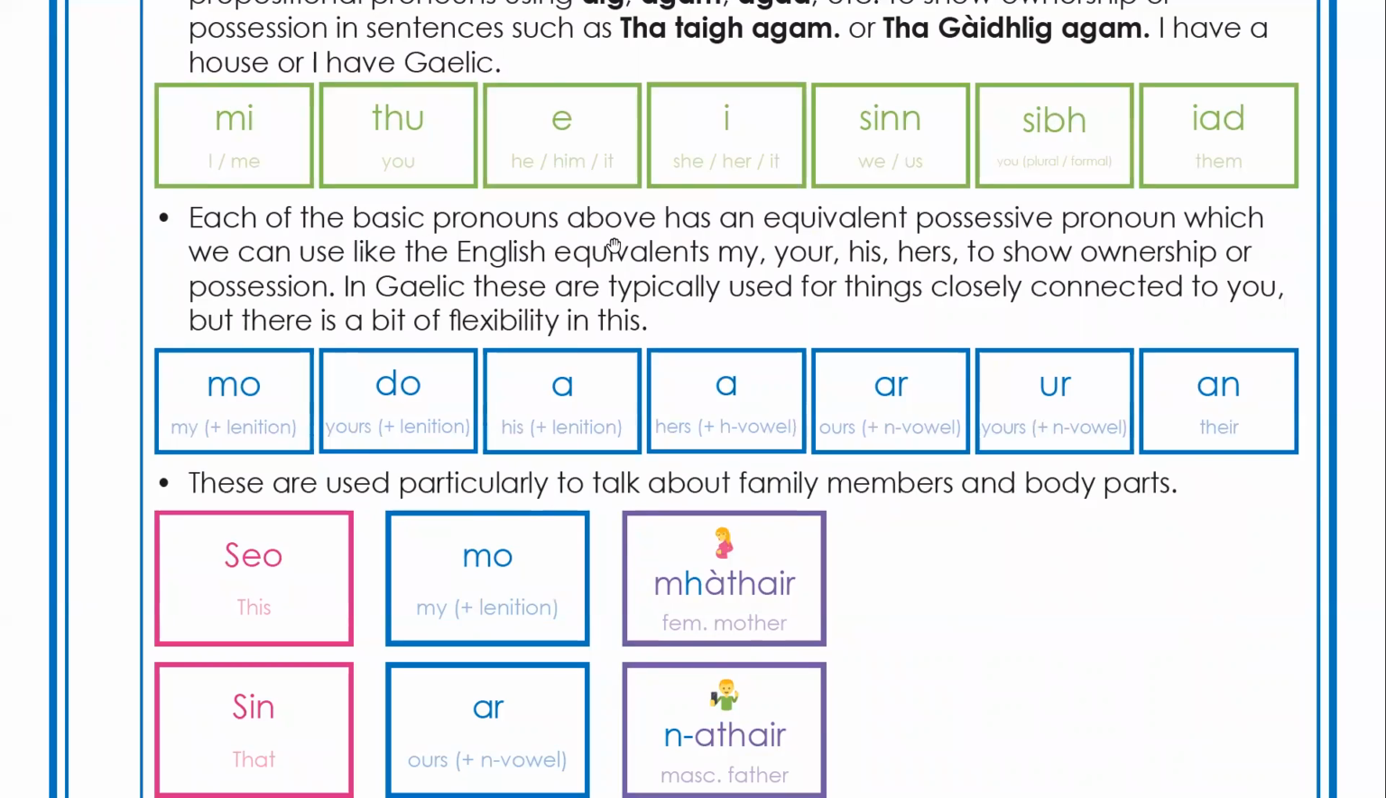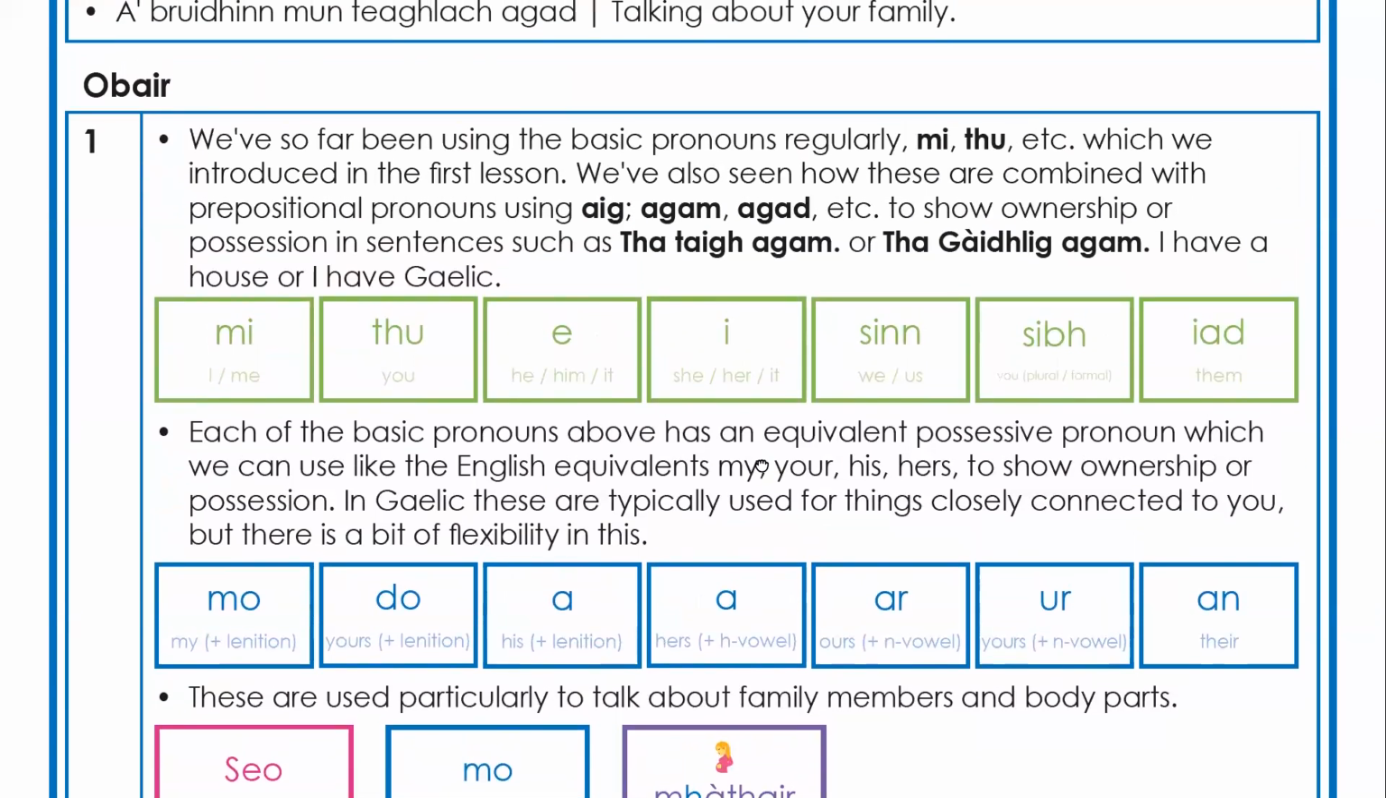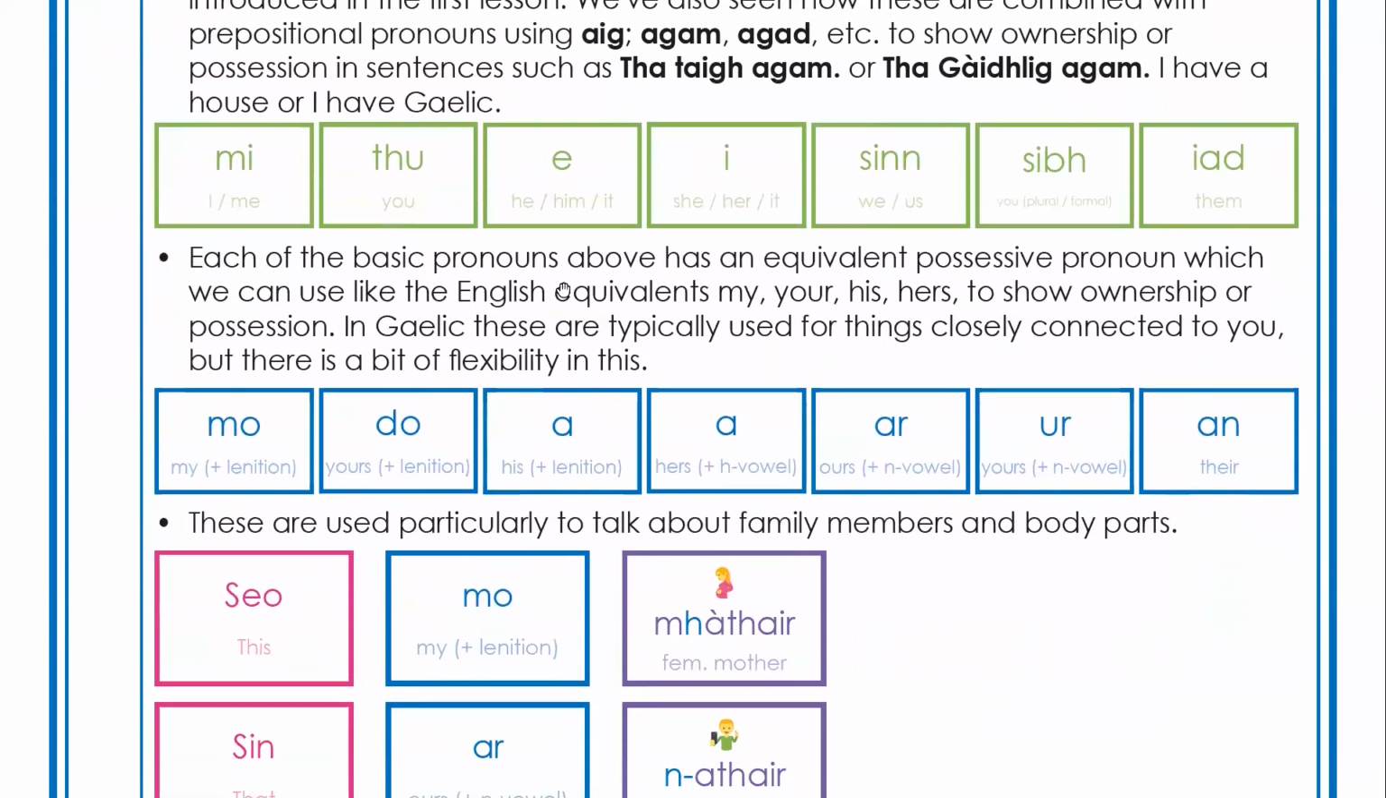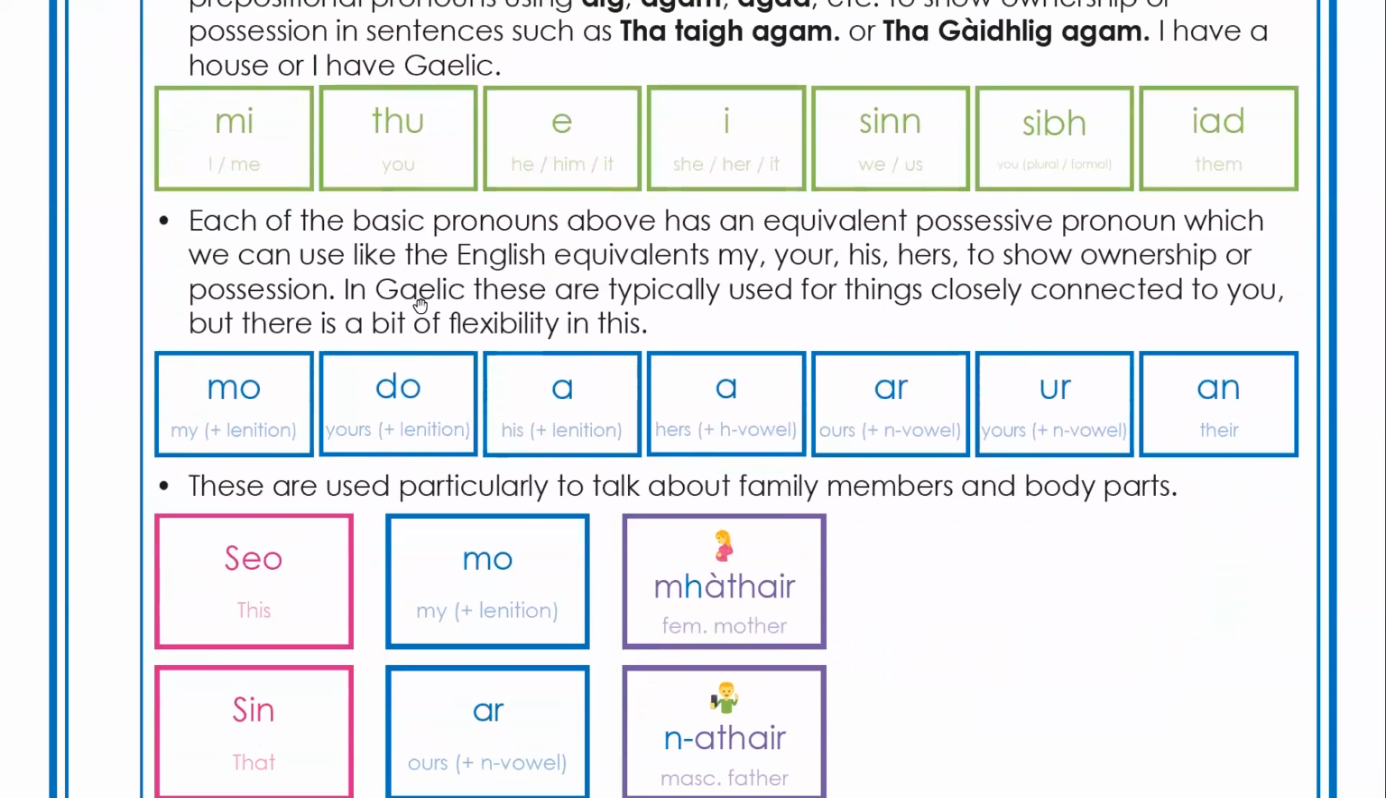So each of the basic pronouns above has an equivalent possessive pronoun or possessive adjective. These are like the English equivalents, my or mine, your, his, hers, that show ownership or possession. The reason that they're known as possessive adjectives is that they describe the ownership of a thing in the way that an adjective would. So my car.